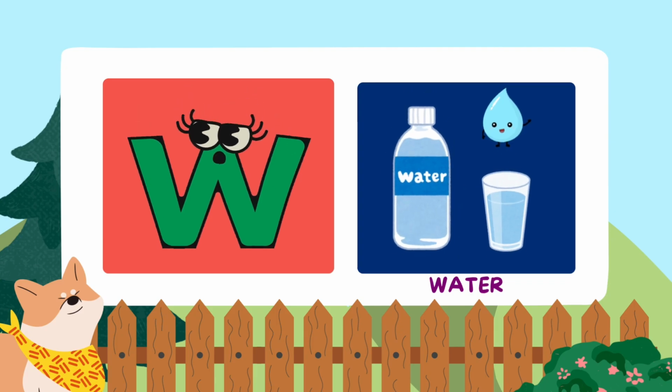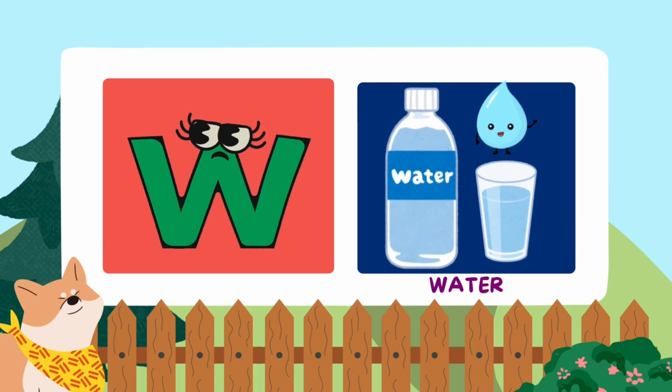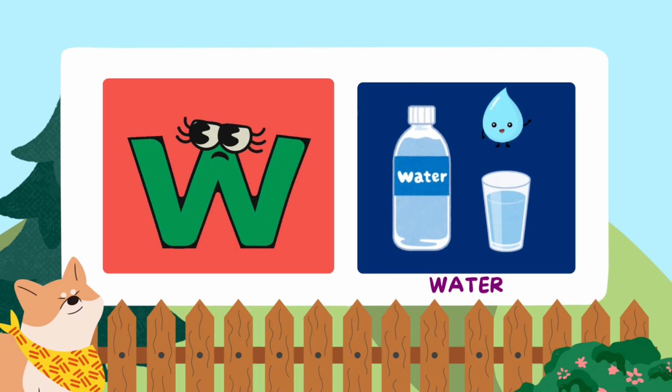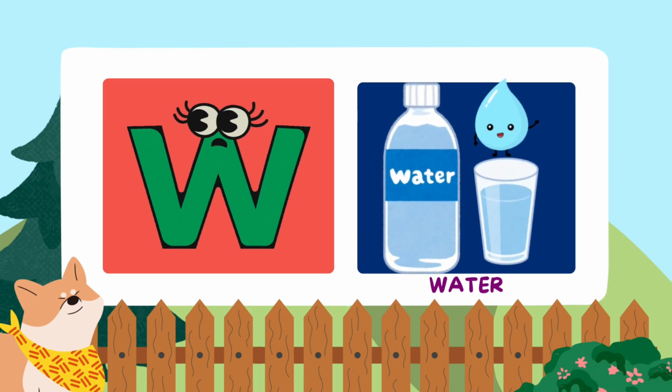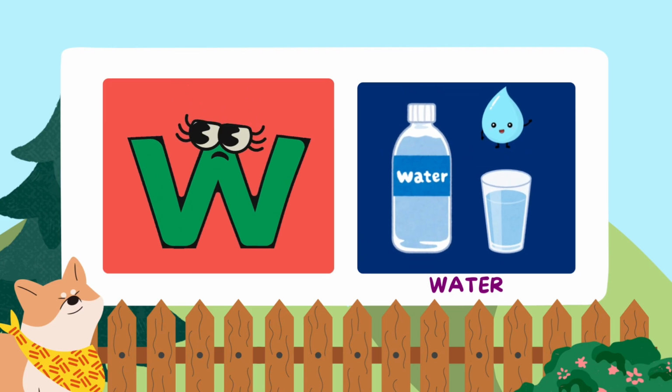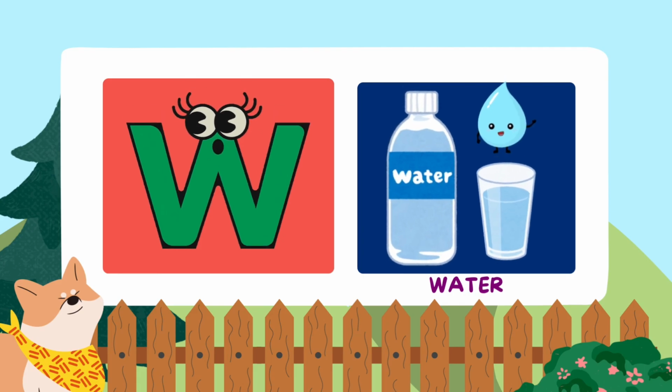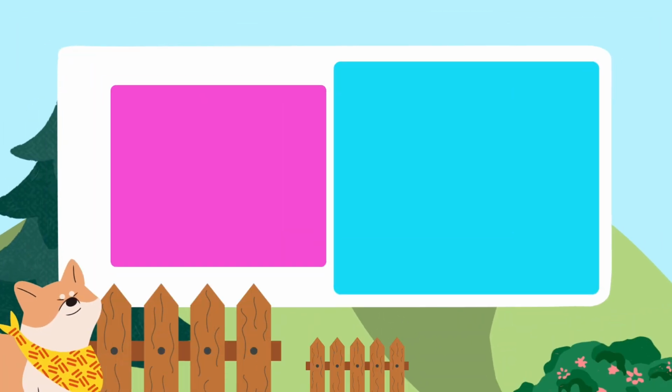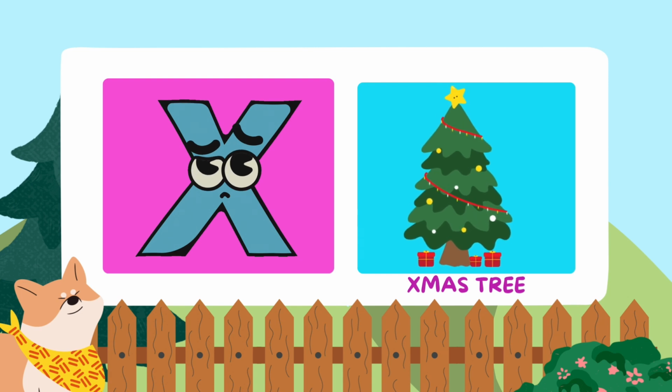Next alphabet is W. W for water. W, A, T, E, R. Water.